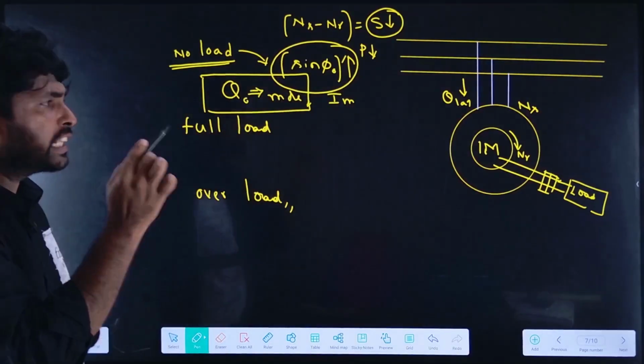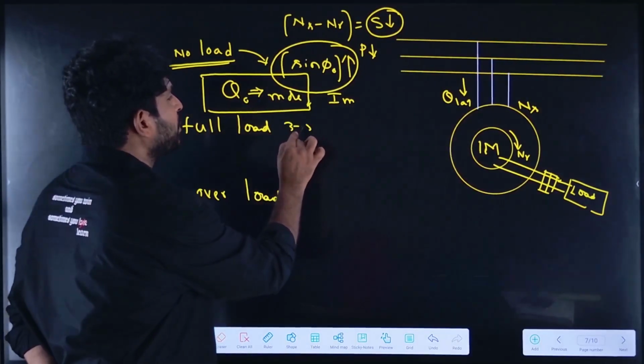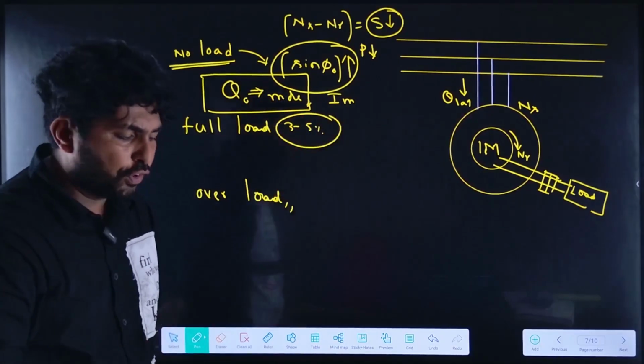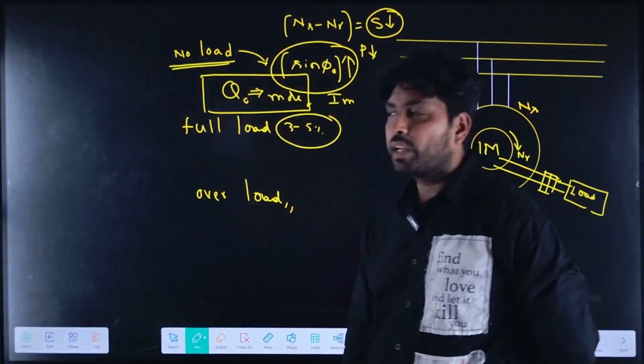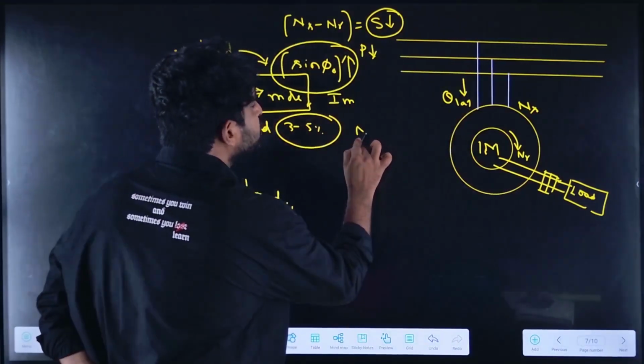Now let us take the full load. Let us assume that it is 3 to 5% of slip. It is operating in a full load. So for example, in a full load condition, what is Ns minus Nr?